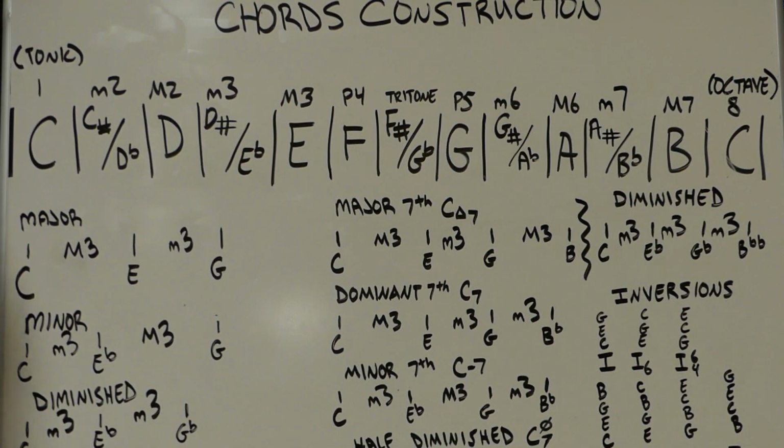So a C major chord sounds like this. And a G dominant chord sounds like this.